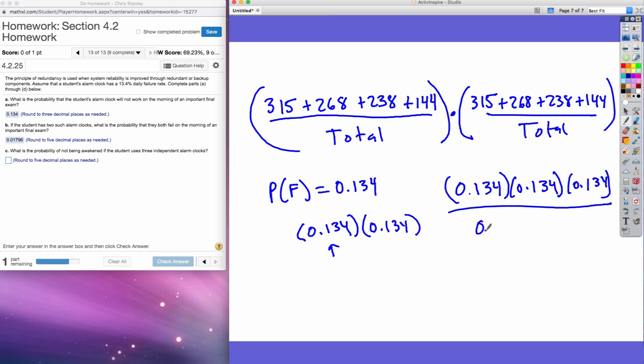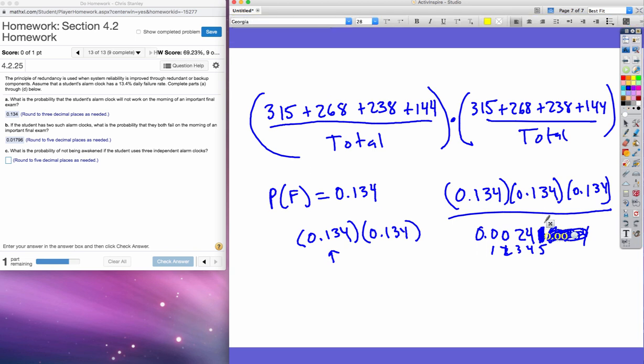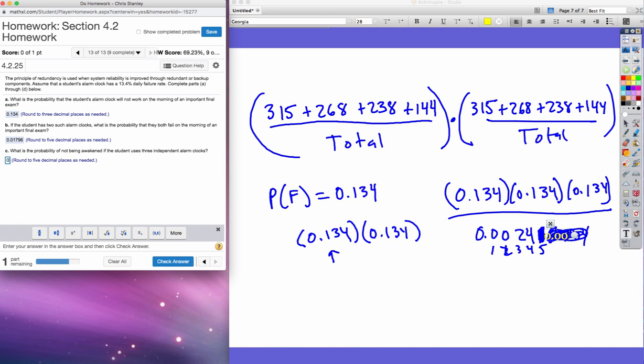And this gave me, I'm going to write this down, 0.002406104. And they want us to round to 5. So 1, 2, 3, 4, 5. So that needs to be a 1. And this will go away. That's a 1. So 0.00241.